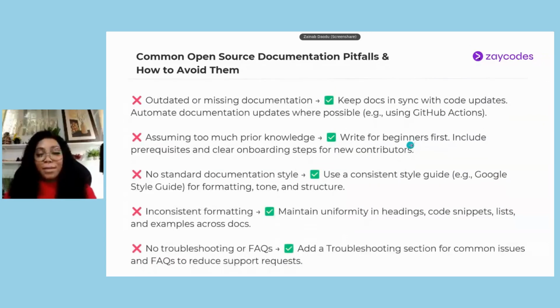So okay, gradually, communities. I highlighted some of the pitfalls, some of the mistakes that I've noticed in a lot of open source documentation, and ways that you can fix them. So the first one is outdated or missing documentation. One of the best ways to keep documentation in sync with product releases is to release docs alongside feature updates.